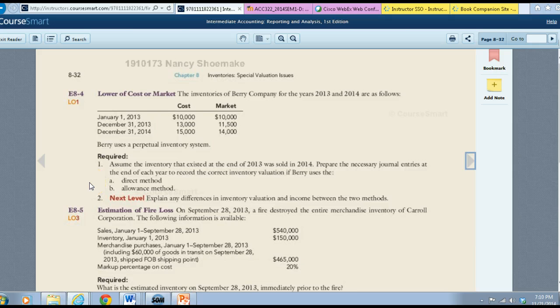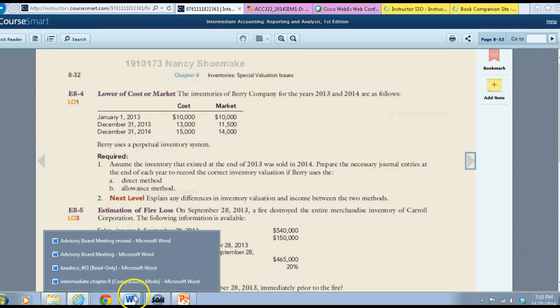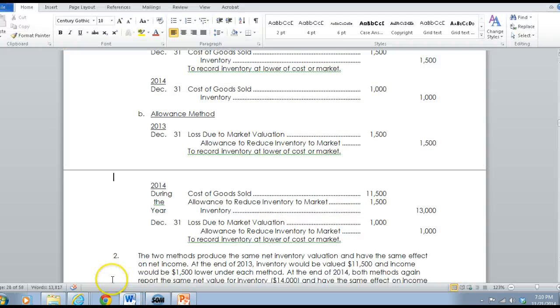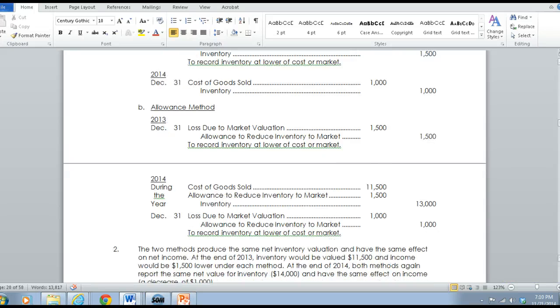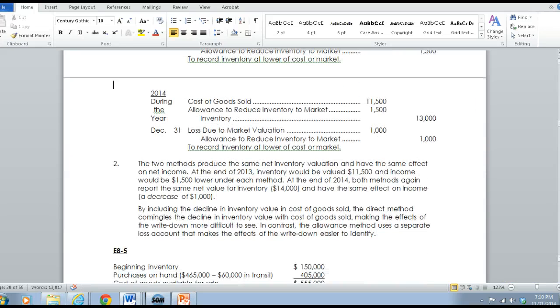Now the second part asks us, explain any difference in inventory valuation between the two methods. Basically, we're going to end up with the same results here. Ultimately, they're going to have the same net inventory valuation and the same effect. At the end of 2013, inventory would be valued at 11.5 and income would be $1,500 lower. At the end of 2014, both methods report the same net value for inventory and have the same effect on income.